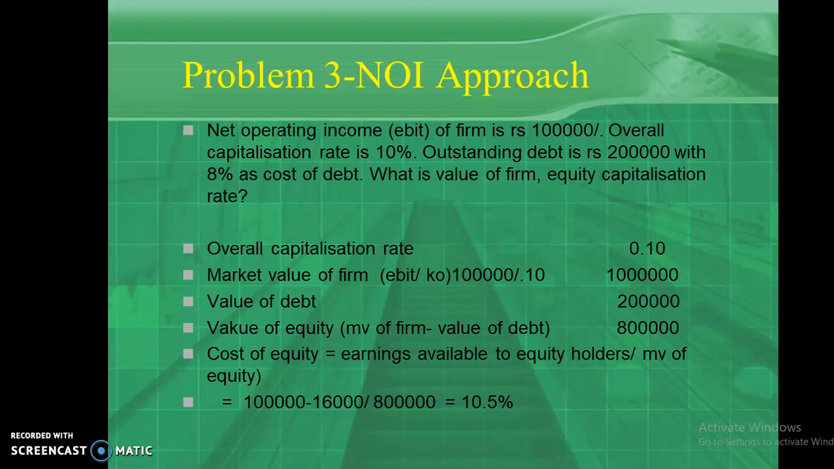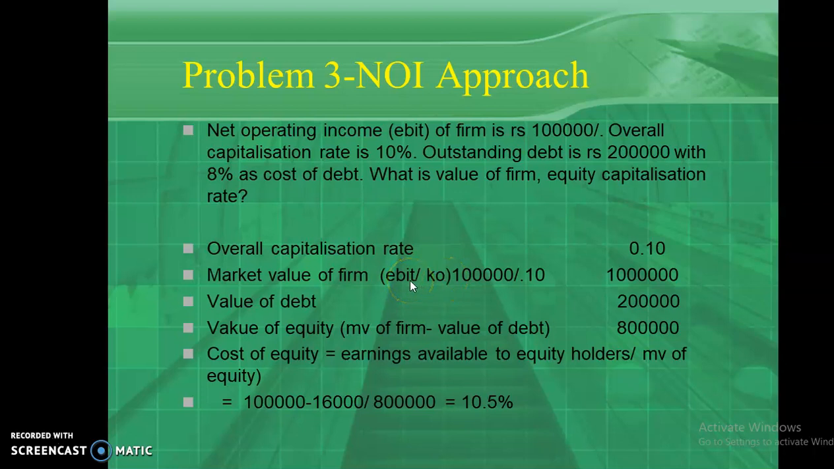So first you write the overall capitalization rate. That's the cost of capital. Cost of capital is given as 0.10, 10% is 0.10. Then you want to calculate the value of the firm. The formula for the value of the firm is EBIT, which is known as net operating income, divided by the cost of capital.